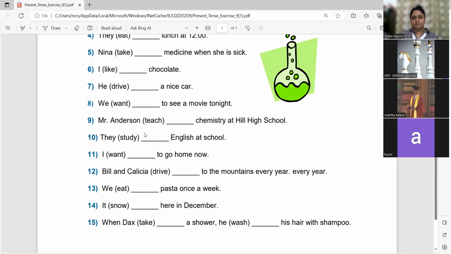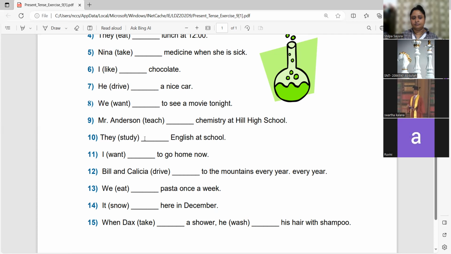Mr. Anderson teaches chemistry at Hill High School. Okay, Mr. Anderson, teach or teaches? Teaches. Mr. Anderson is third person singular, so you have to add ES, since it ends with CH, as we learned right now. It's not chemistry with a ch sound, it is chemistry with a k sound. English is a weird language, you see. Sometimes you sound this as ch and sometimes as k. So don't bother. It's a strange language. Okay, chemistry at Hill High School. Next one.